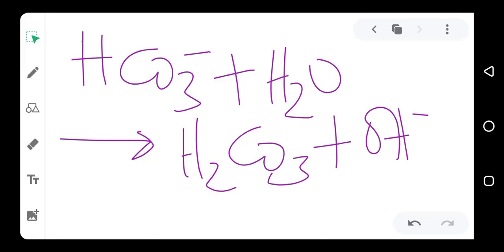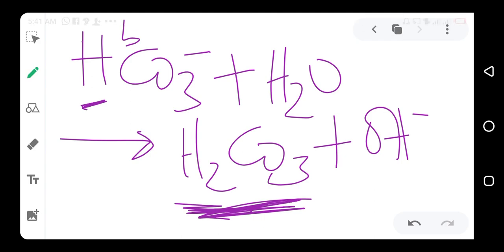So we have one hydrogen here. Now it has accepted another hydrogen to become H2CO3. Because of this, it has accepted a proton. The one that accepts a proton is a base, so this is acting as a base.